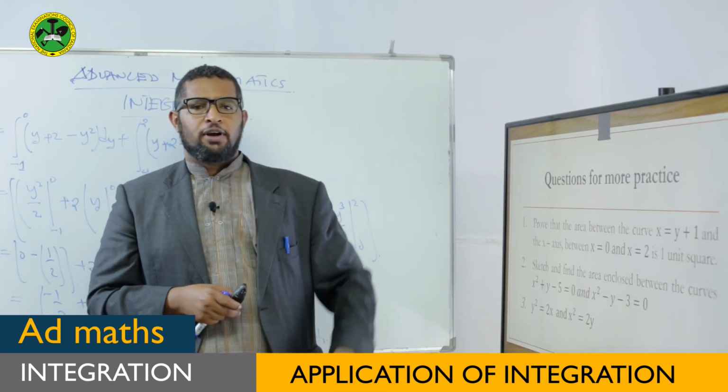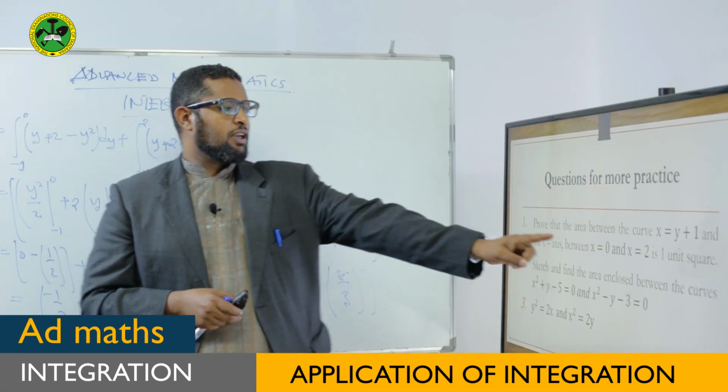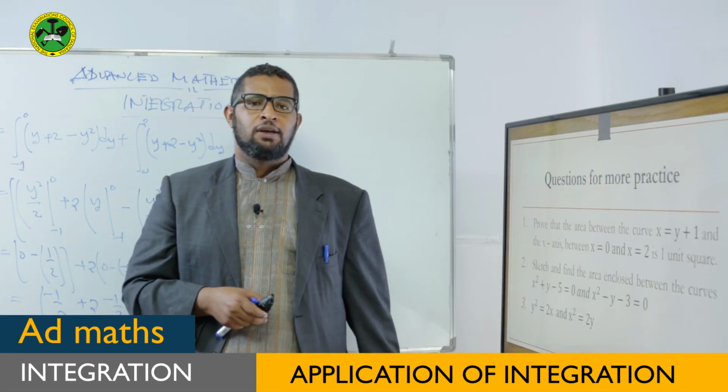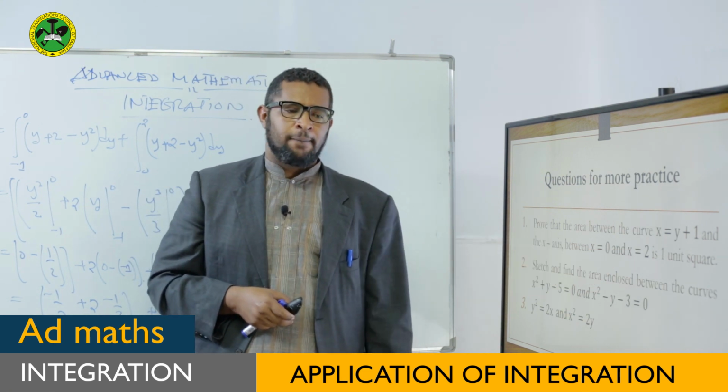Okay, questions for more practice. Question number 1. Prove that the area between the curve x equal to y plus 1 and the y-axis between y equal to 0 and y equal to 0 is 1 square unit. So you see this question is the area under one curve, that is x equal to y plus 1. You are supposed to prove that you get 1 square unit.